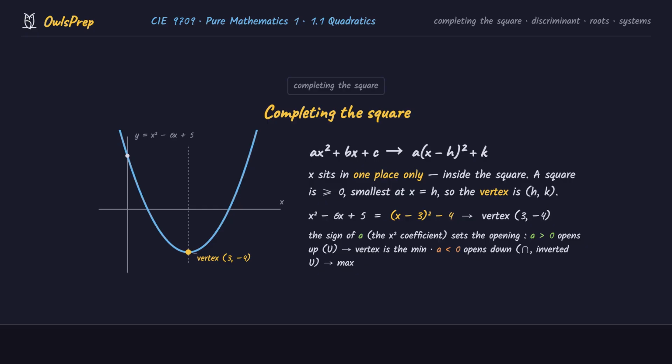And one basic fact you'll lean on throughout. The sign of a, the coefficient of x squared, sets which way the parabola opens. A greater than 0 opens upward, a U shape, so the vertex is the minimum. A less than 0 opens downward, an upside down U, so the vertex is the maximum. Here a is 1, positive, so it opens up and that vertex really is the lowest point.